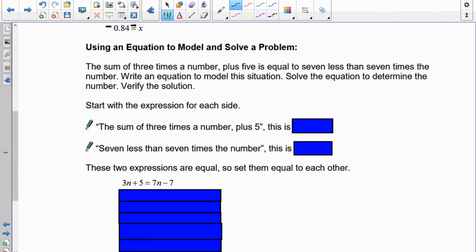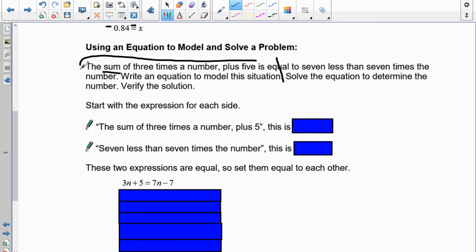Now, the sum of three numbers says the sum. The first thing you should notice is that the sum is the result of adding. The sum of 3 times a number, plus 5, is equal to 7 less than 7 times the number. So let's just start with the first. There's my equal sign. That's my beginning right there.